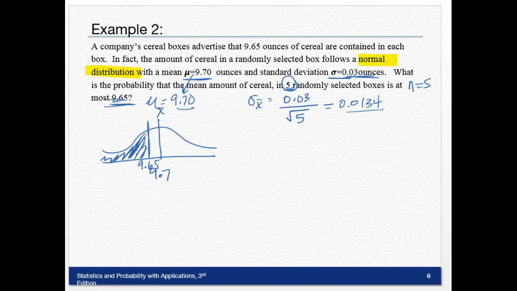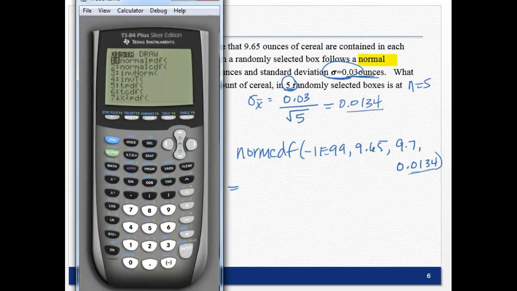Now I can use my normal CDF function to get me there. So I'm going to write in normal CDF. The lower bound is negative 1 E 99 because it's negative infinity. The upper bound is 9.65. Then I put my mean, which was 9.7, and my standard deviation is 0.0134. Make sure you don't put the original standard deviation. You have to put the adjusted one for the sample. And let's see what our calculator will give us.